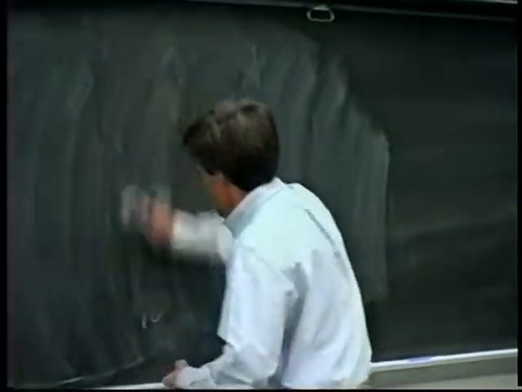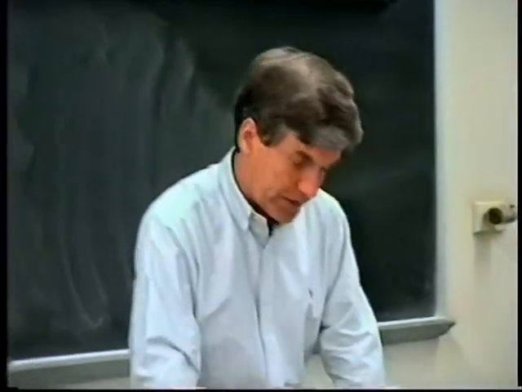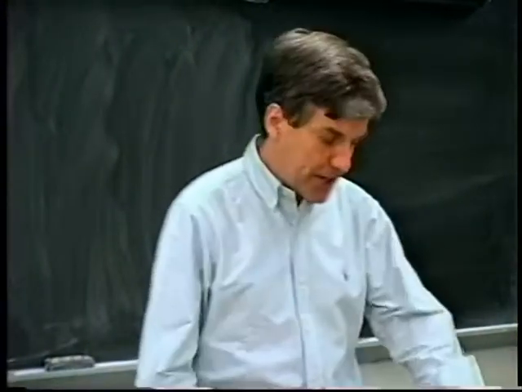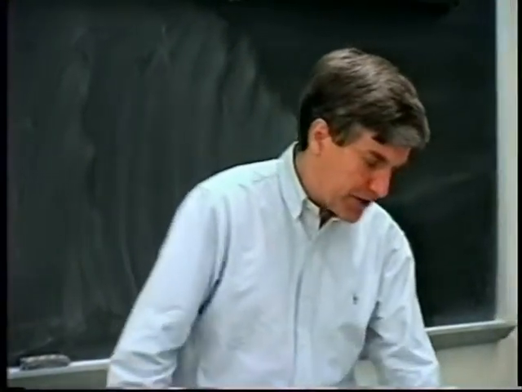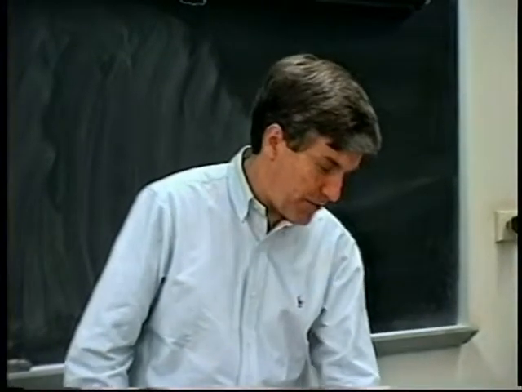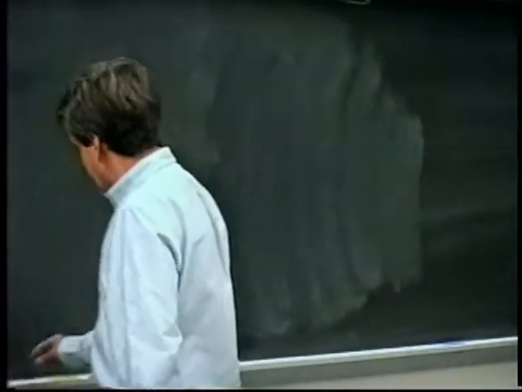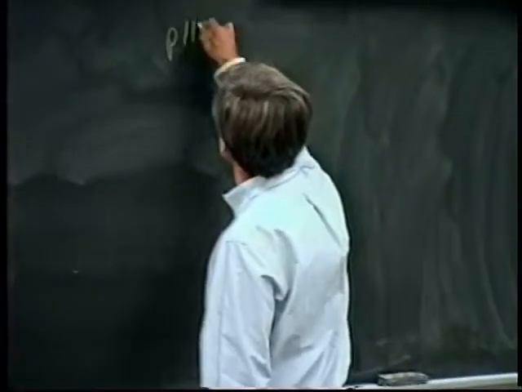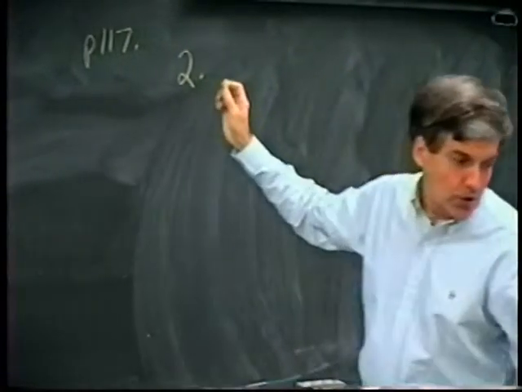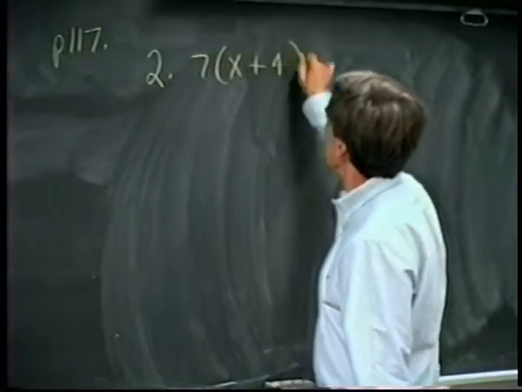All right, now, the first leg of the adventure in factoring, there are many different types of factoring that we have to look at. The first type that I want to look at here is called the common factor factoring. Factoring the common factors. So, looking at page 117, at the top of the page, number 2, it says 7 times x plus 4.